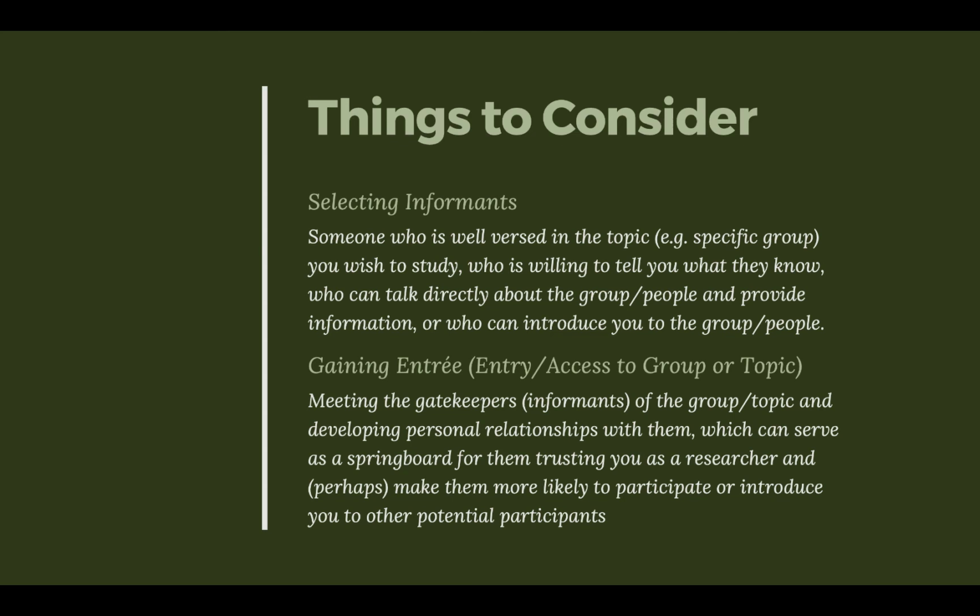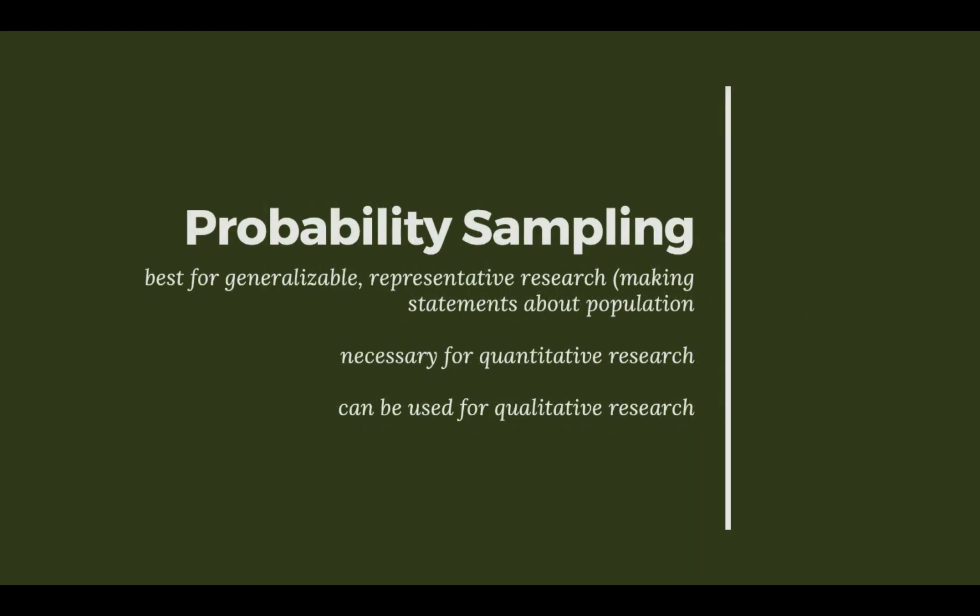So whereas selecting informants is just identifying somebody who can tell you about it, gaining entree is working with those informants to introduce you to that social group. Say, hey, we should trust this researcher because I've been working with him or her for a while and I trust that they're not trying to harm our group. Probability sampling. It's best for generalizable representative research or making statements about the population.